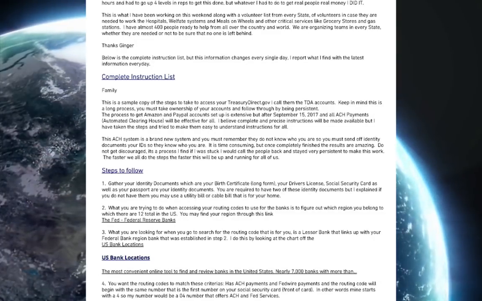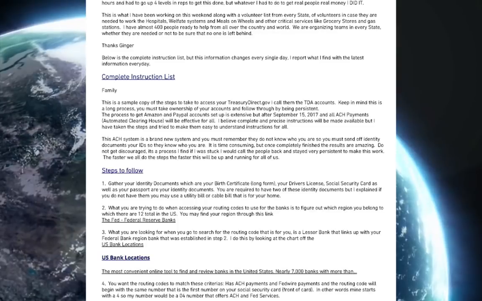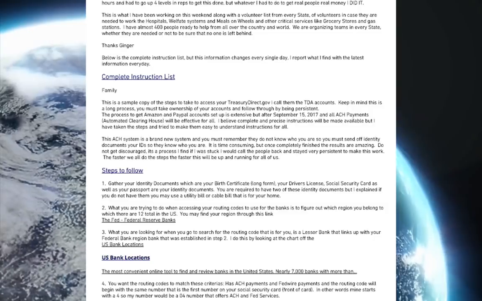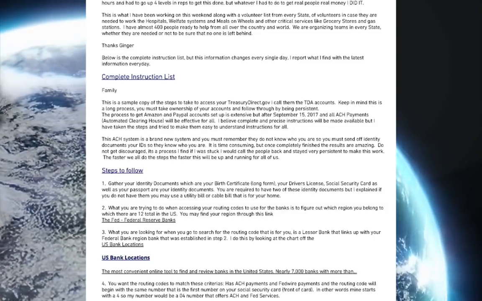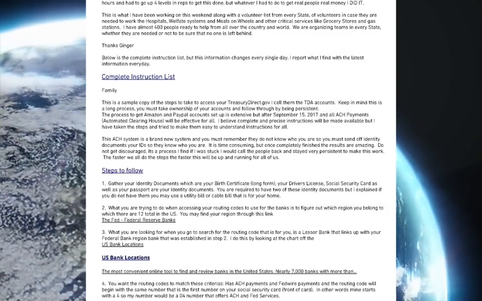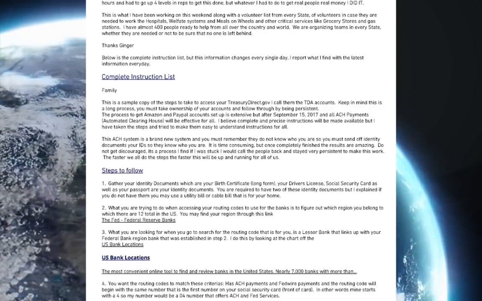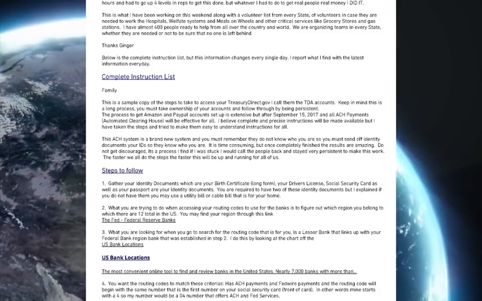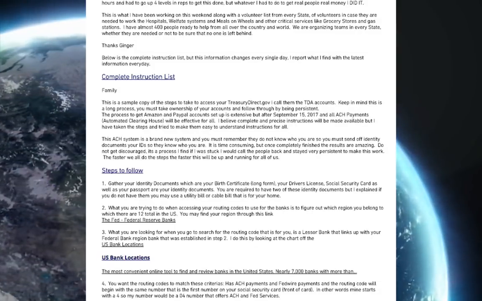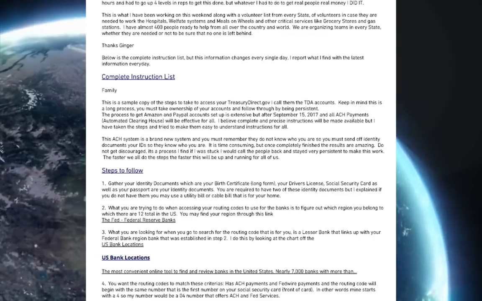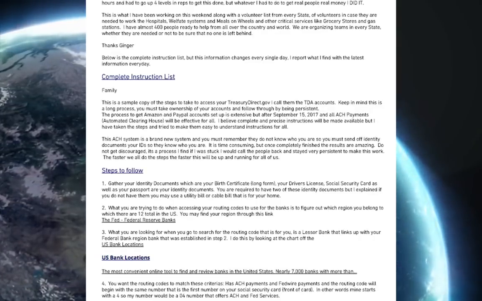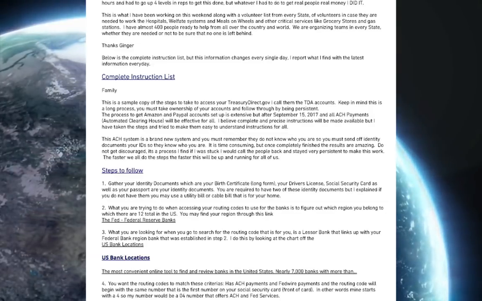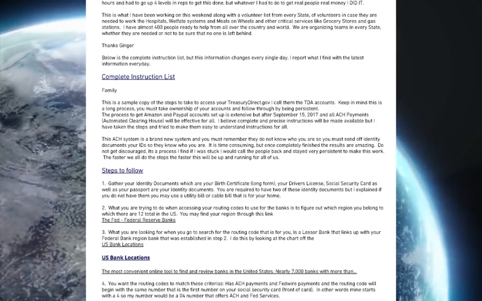I believe complete and precise instructions will be made available, but I have taken the steps and tried to make them easy to understand instructions for all. This ACH system is a brand new system, and you must remember, they do not know who you are, so you must send off identity documents, your IDs, so they know who you are. It is time consuming, but once completely finished the results are amazing. Do not get discouraged, it's a process.